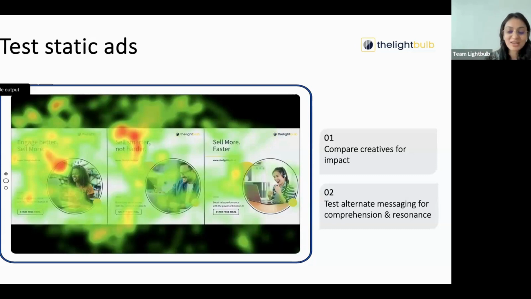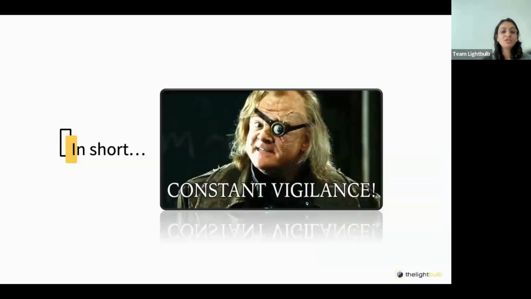All of these, I think, in short, constant vigilance on the part of the marketer is what will help define marketing ROIs. There is no part of the funnel that you can afford to ignore and that you should not keep experimenting with and keep testing and iterating for improvement. So, as Harry Potter said, or rather, somebody in the Harry Potter movie said, constant vigilance. And on that note, I'll stop.